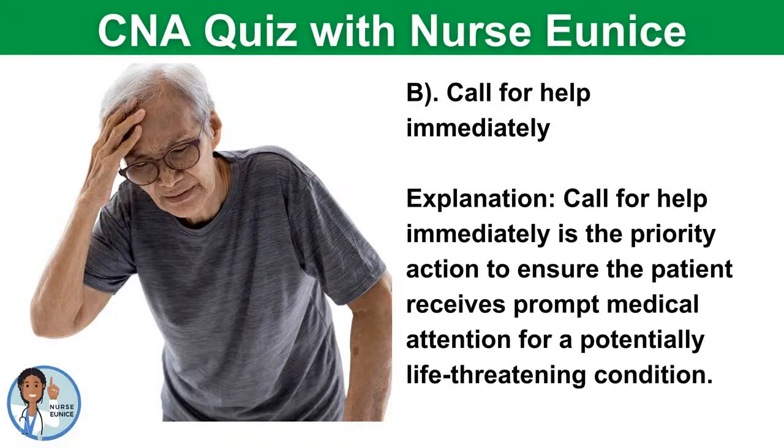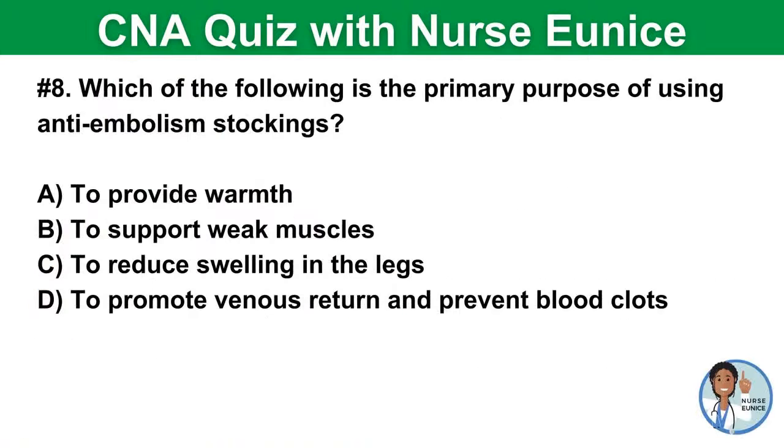So calling for help is the immediate priority action to ensure the patient receives prompt medical attention for a potential life-threatening condition. Whenever a person becomes lightheaded, it could be because of blood loss, low oxygen levels, or low blood pressure. Taking the vital signs isn't going to help us determine what is causing their lightheadedness. So make sure you call for your nurse. If you're in a home care setting, you'd be calling 911.